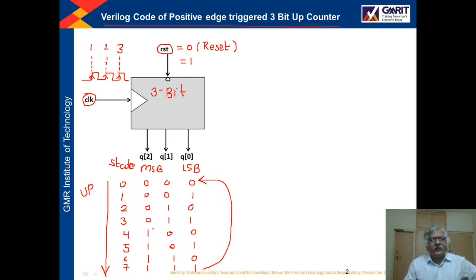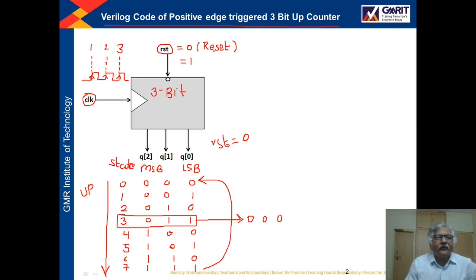Now here, one more point I want to say. Let us assume right now our counter is in state number 3, which means Q2 output is 0, Q1 output is 1, Q0 output is 1. Now suppose at this moment, if we make the RST input 0, then what will happen? From here itself, the counter will reset. Immediately it will reset. It will become 0 0 0, right?